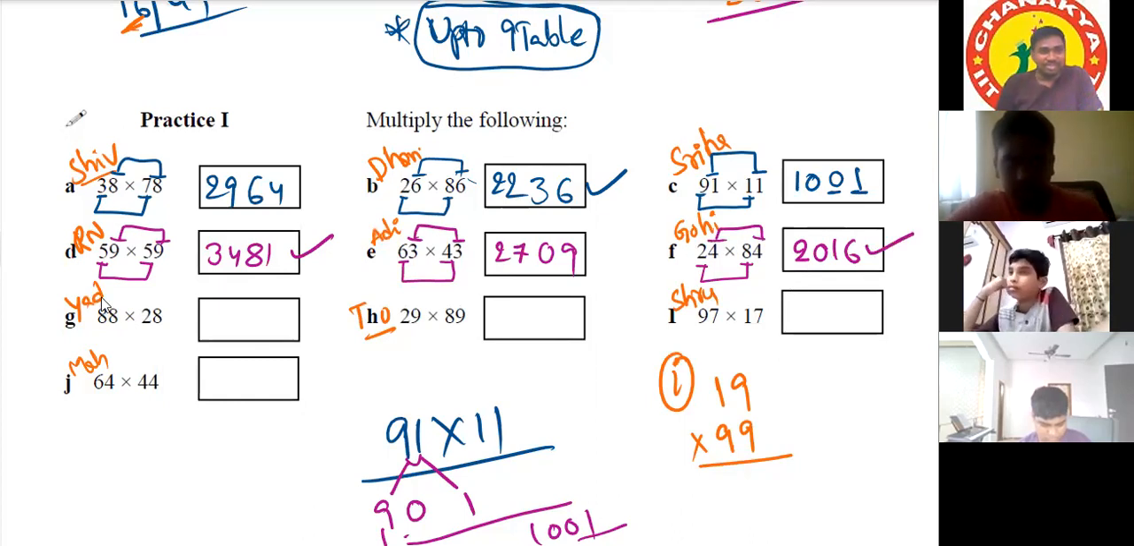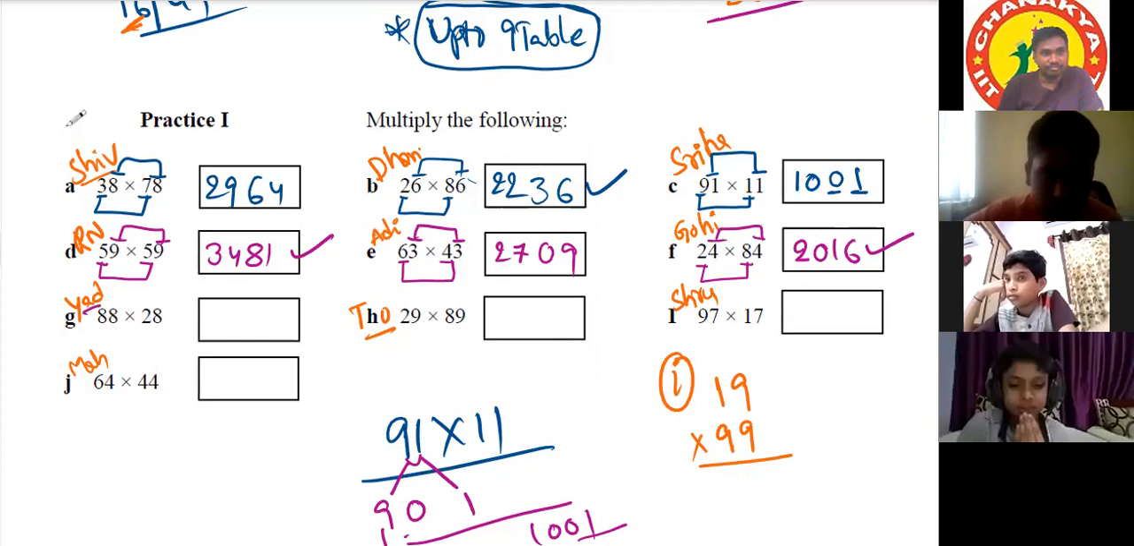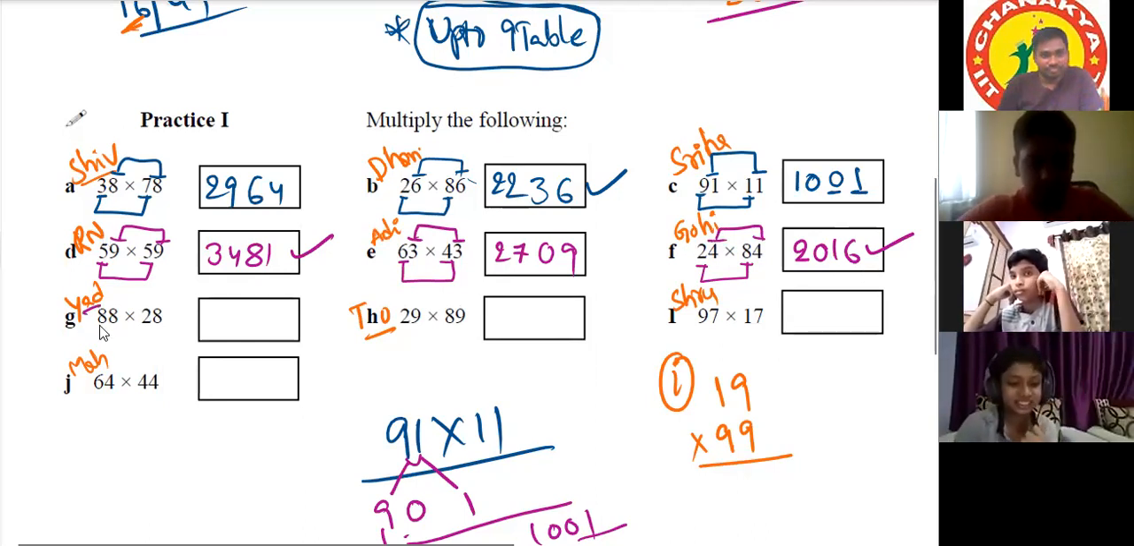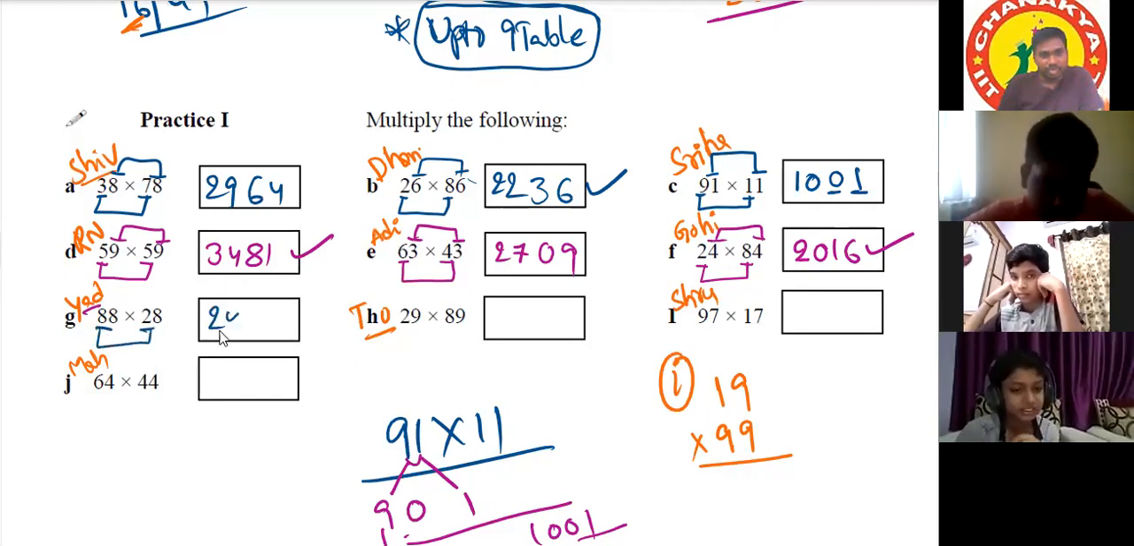So then, Siddharth. Yes, sir. Sir, 8 2s are 16, sir, plus 8, sir, which is 24, sir. Okay. Then 8 8s are, sir, 64, sir. 64. That's all. Then Toshnika.